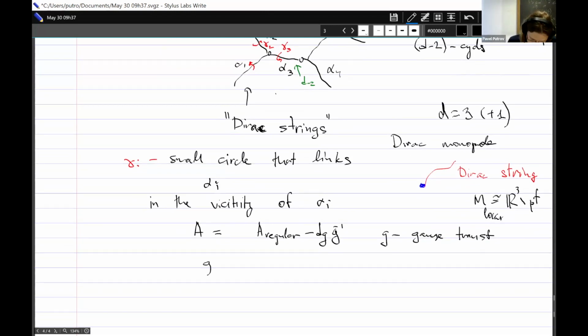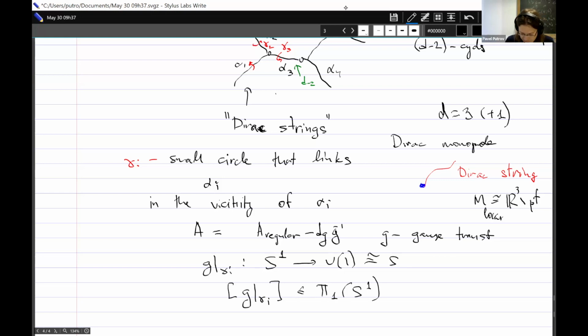And so we can consider the restriction of this G on our small circle gamma_i, and this is a function from a circle to U(1), our gauge group, which is itself a circle. And then, as before, we can consider the homotopy class of this restriction of our gauge transformation to the small circle in pi_1 of S^1, which is isomorphic to Z. And this we define as N_i.